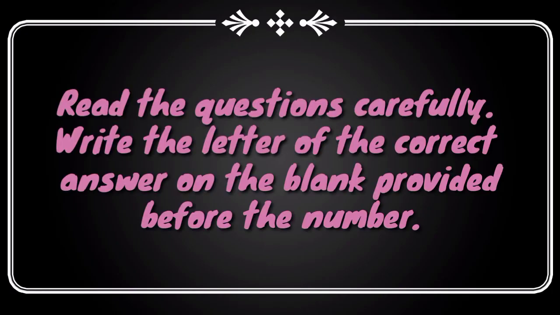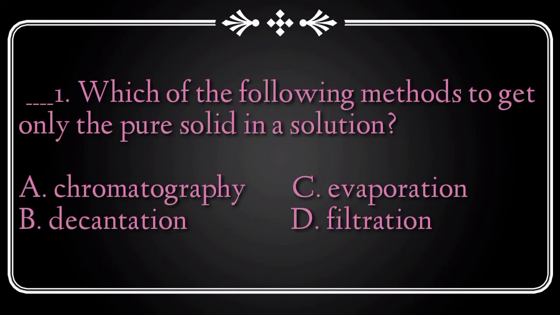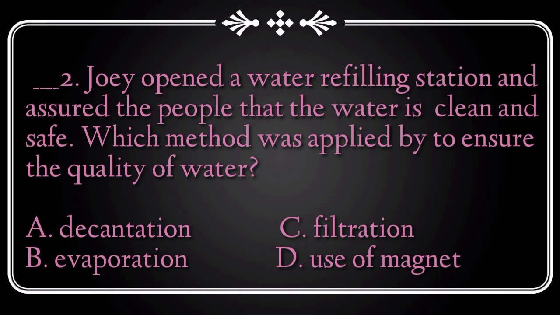Read the questions carefully. Write the letter of the correct answer on the blank provided before the number. 1. Which of the following methods to get only the pure solid in a solution? The correct answer is letter D. 2. Joey opened a water refilling station and assured the people that the water is clean and safe. Which method was applied by him to ensure the quality of water? The correct answer is letter C.